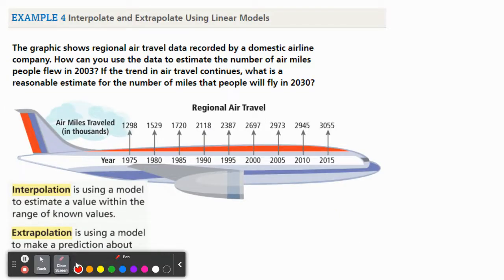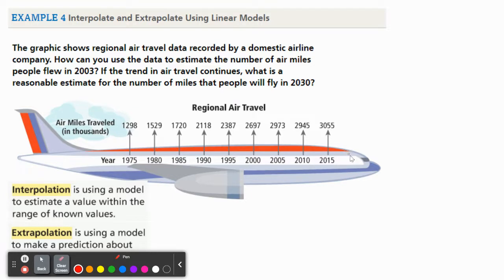All right. So now let's go back to here and let's talk about interpolation and extrapolation. It says, the graphic shows regional air travel data recorded by a domestic airline company. How can you use the data to estimate the number of air miles people flew in 2003? If the trend line in air travel continues, what is the reasonable estimate for the number of air miles that people will fly in 2030? So this is your data here. The year is your x's.